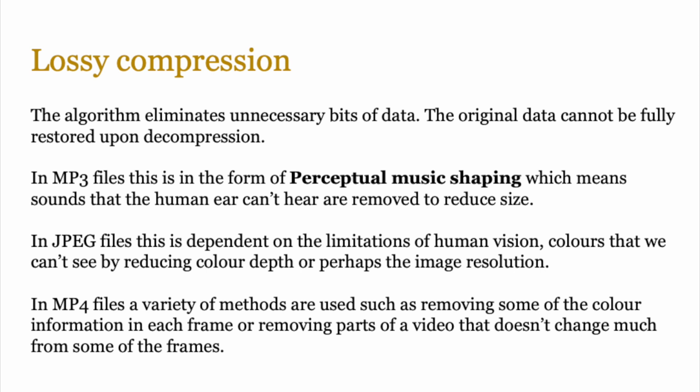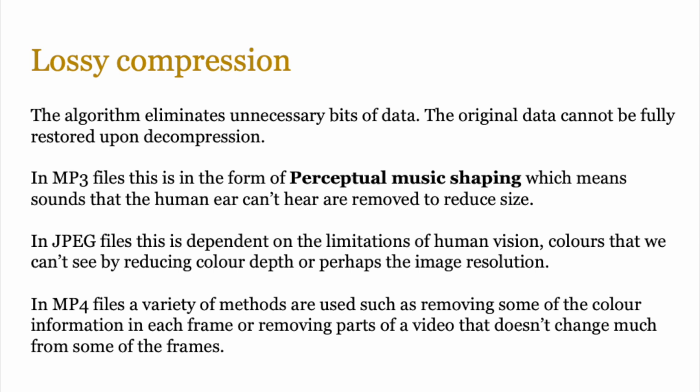There's another type of algorithm called lossy compression algorithms, and this algorithm eliminates unnecessary bits of data to compress a file. The original data cannot be fully restored upon decompression. This one saves more space, however, you don't get your full data back. Now, in MP3 files, this is in the form of perceptual music shaping. We'll look at that in a moment, which means sounds that the human ear can't hear are removed to reduce size. In JPEG files, or photographs or images, this is dependent on the limitation of human vision. For example, colors which we can't see, colors which are closer together, and this is done by reducing the color depth, or perhaps the image resolution is tweaked.